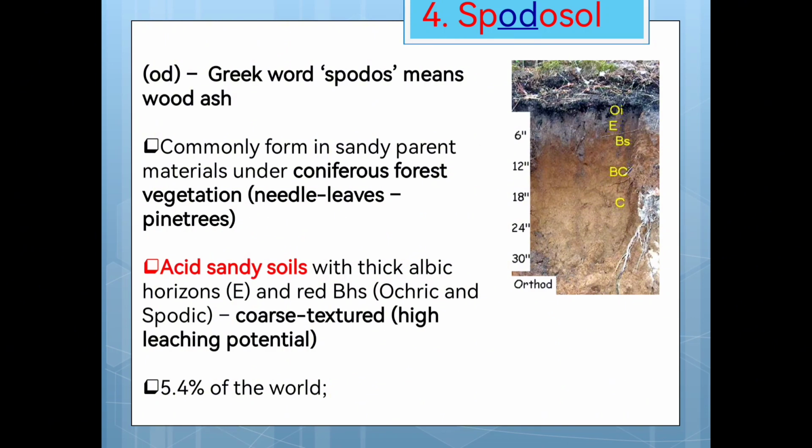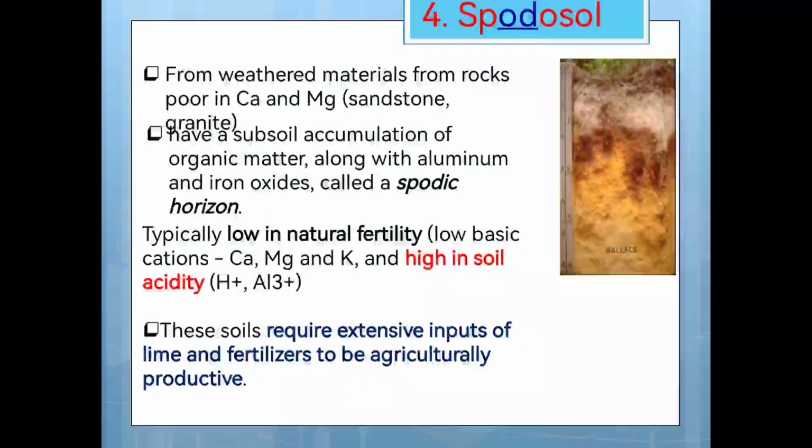And they are coarse textured and they have high leaching potential. This is 5.4% of the world's soil. They are from weathered materials from rocks poor in calcium and magnesium, such as sandstone and granite. They have a subsoil accumulation of organic matter along with aluminum and iron oxides called a spodic horizon.